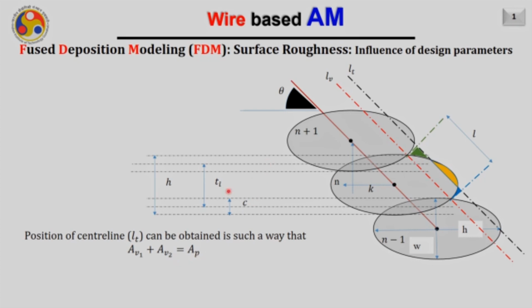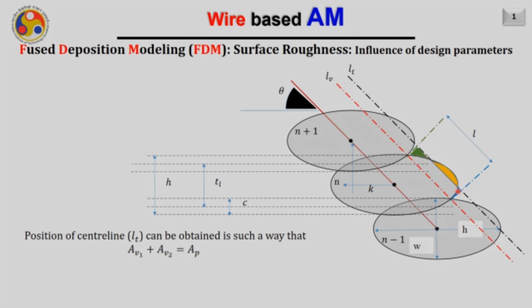Now obviously, how to find out these areas AV1 and AV2? It is very easy, because this is nothing but the area bounded by a few curves, and you know the equation of each and every curve. For example, this green color area is the area bounded between the green color line, the black color line, and this elliptical curve corresponding to the bead cross section deposited on the nth layer. Similarly, this yellow color area is the area bounded between this elliptical curve on the top, the elliptical curve corresponding to the nth deposited bead cross section, and this black color line.